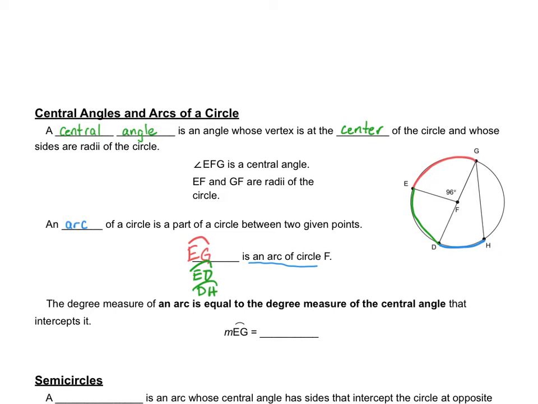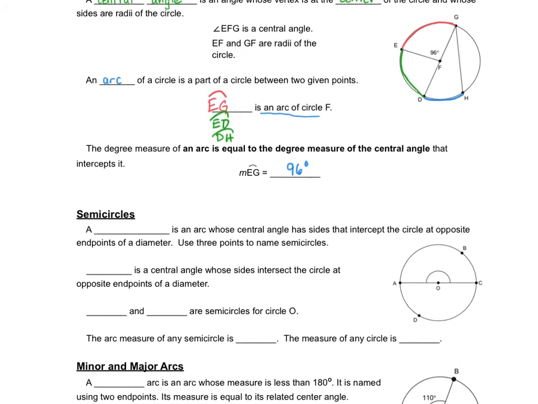And then the degree measure of an arc is equal to the degree measure of the central angle that intercepts it. So what are they saying here? They're saying that the degree of this arc of a central angle is going to be the degree of the angle. So since this angle EFG is 96 degrees, then I know that this arc is also going to be 96 degrees. And that's what that is telling us there. The degree is for a central angle, the arc is going to be equal to the degree.